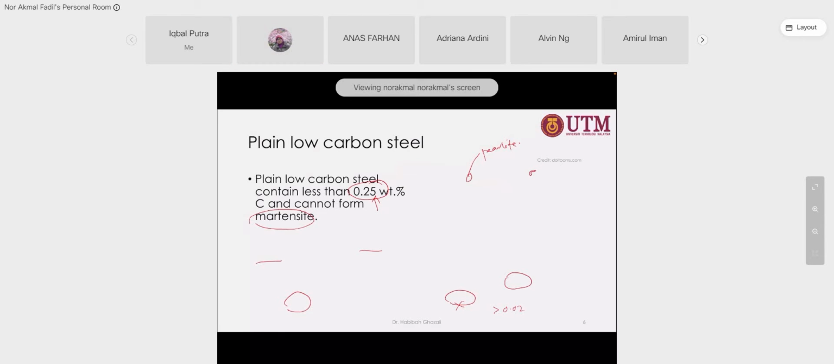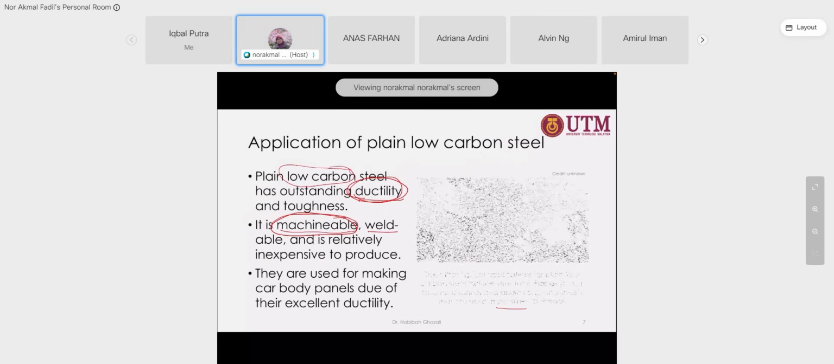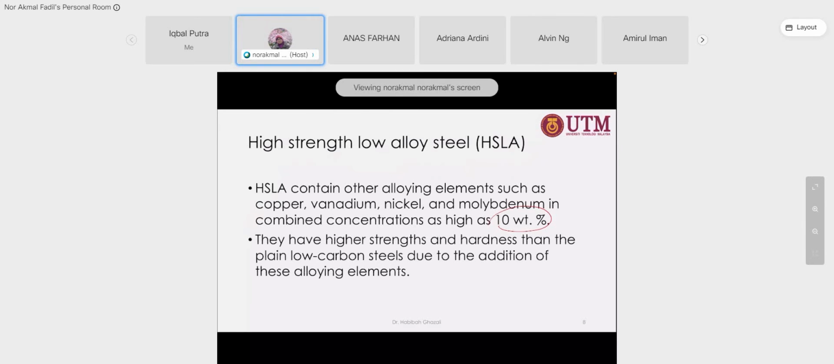low carbon steel. Okay, basically, if you have low carbon steel, the only way you can improve the strength is by using strain hardening. Okay, not by heat treatment process. But if you apply alloying element, yes, you can improve the strength by heat treatment.